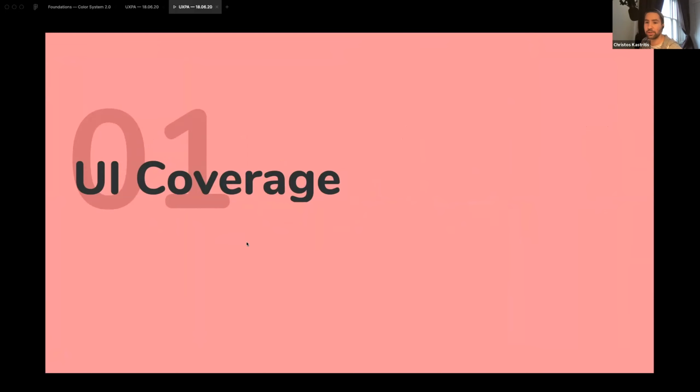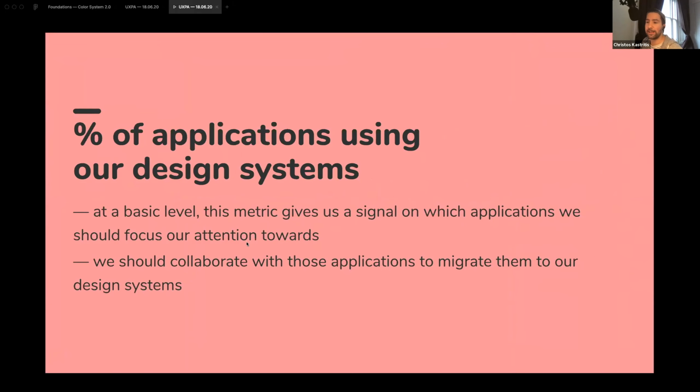And this can cover particular things like trying to understand the percentage of applications that are using our design systems. I mean, this might not apply to everyone, but at Deliveroo, we have quite a lot of internal tools and a couple of consumer products as well. So this gives us a sense of which applications aren't using our design system yet. And we can collaborate with those and try and migrate them over. Or even better, chat and understand what problems they are experiencing and how we can help with that.